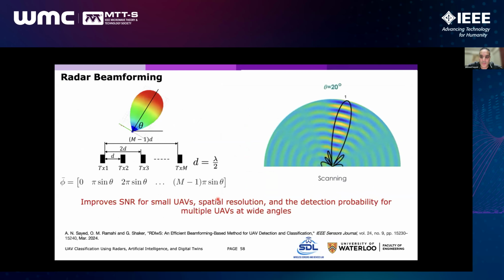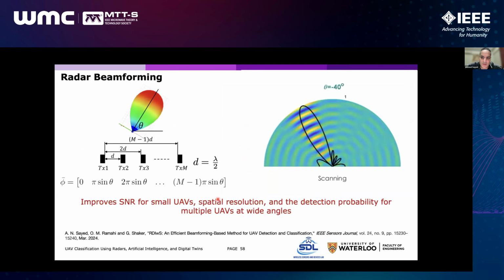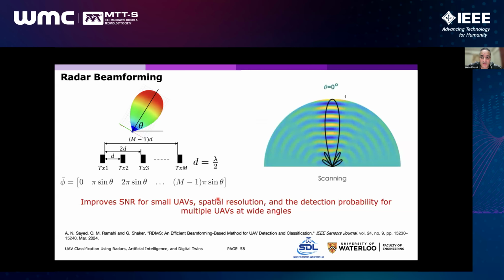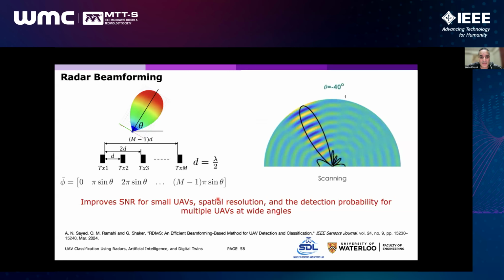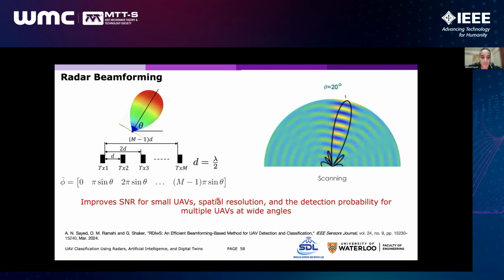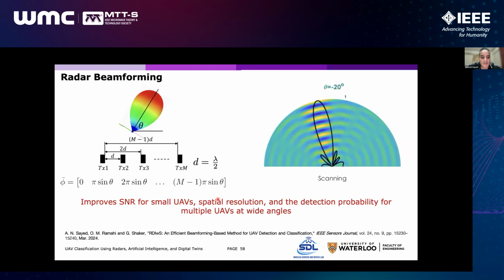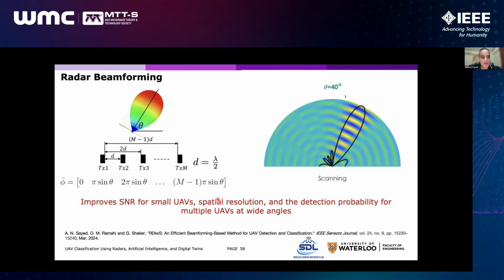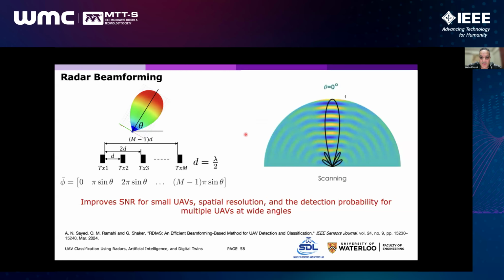Electronic beamforming is done by steering the antenna beam across different angles to focus our antenna energy in specific angles, to enhance or increase the signal-to-noise ratio of small targets within these angles. This can be done by changing the phase and amplitude of the transmitter antennas to perform this steering, as you can see here.